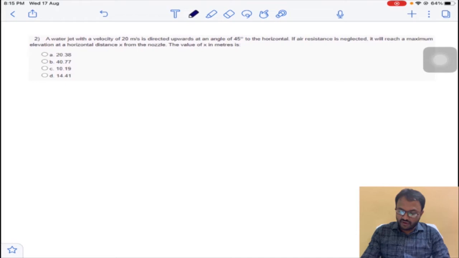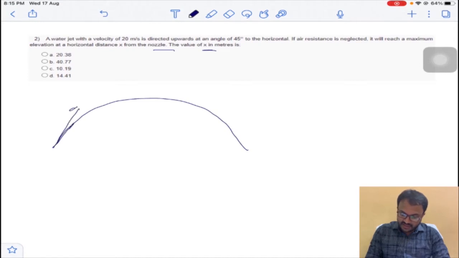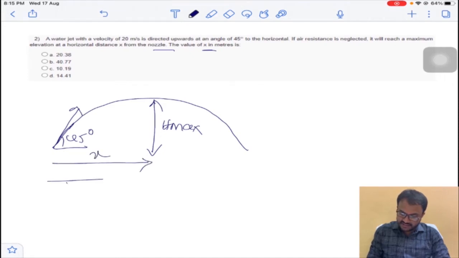Next question. A water jet with velocity 20 meter per second is directed upwards at an angle 45 degrees to the horizontal. If air resistance is neglected, it will reach maximum elevation at a horizontal distance x from the nozzle, the value of x. It is something like a projectile formula. So this is making an angle 45 degrees with horizontal. So somewhere here maximum height is reached. So at which horizontal distance? We have a formula for this.